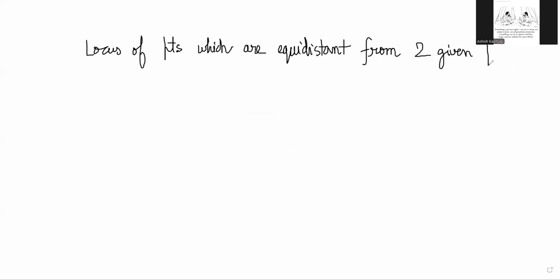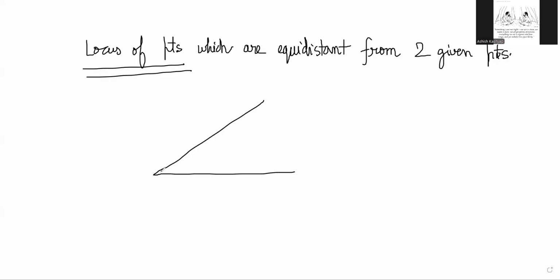points which are equidistant from two given points. Two points are given. All of these points will lie on the perpendicular bisector. Locus of points which are equidistant from the two sides of a triangle will be on the angle bisector, right?